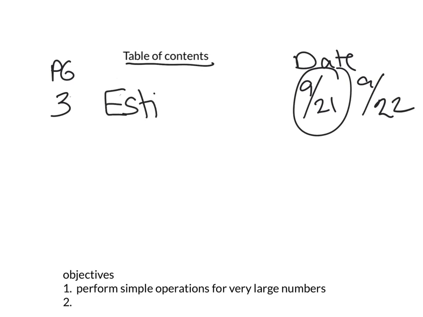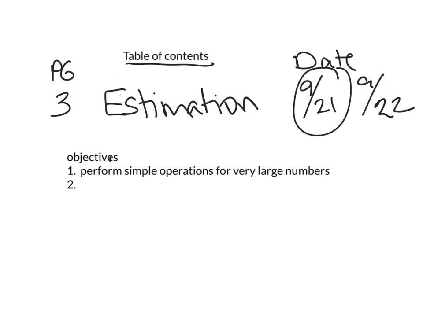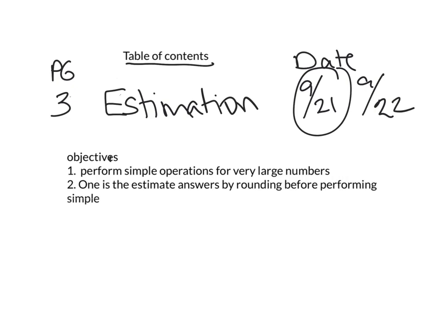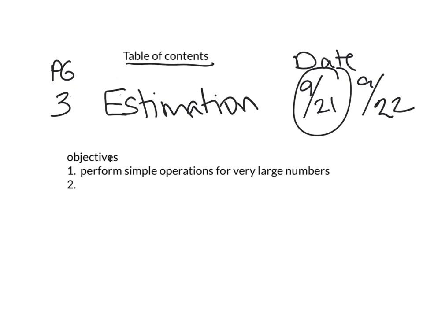What we're working on today is estimation. And our objectives are right here. The first objective is to perform simple operations for very large numbers. Anyways, now I told you the objectives. You don't have to write this down or anything. Just in your table of contents, put page 3, estimation, and the date.